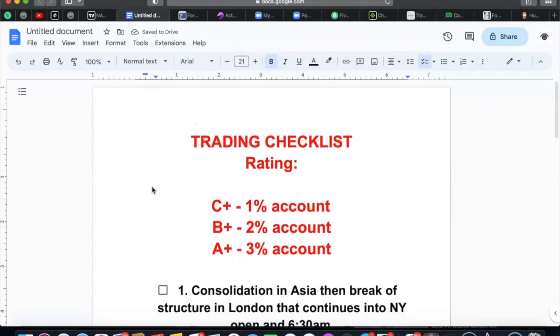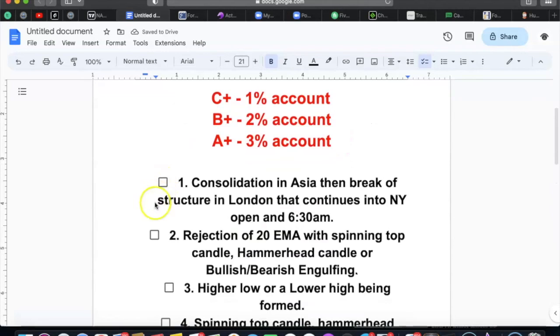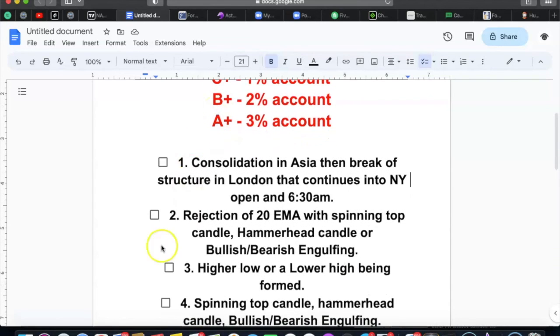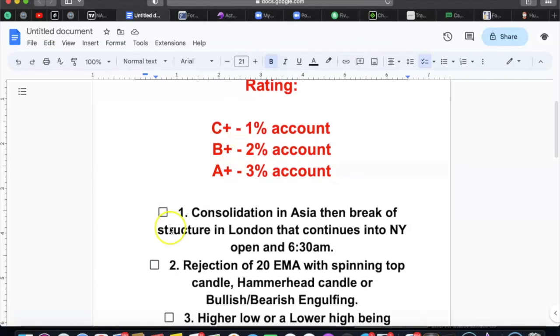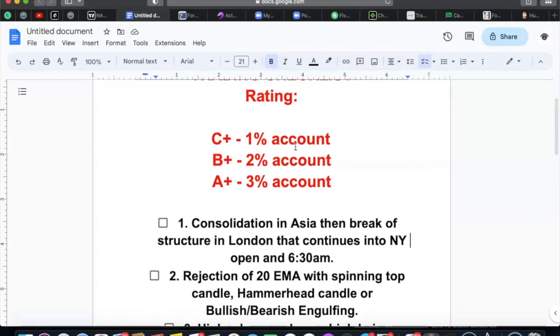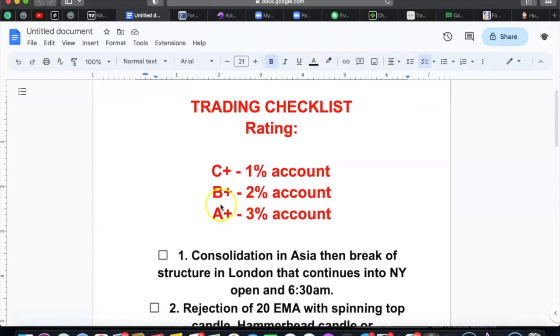Okay, now let me explain this. If I have 2 of these boxes marked off, that's a C plus trade. I'm going to risk 1%. If I have 3 of these boxes marked off, still a C plus trade. If I have 4 or 5 of these boxes marked off, B plus trade. If I have all 6, that is an A plus trade. I'll risk 3% of my account. You need to understand, you're not going to risk 3% every single trade. You're not going to risk 2% every single trade. You need to see if it fits the qualifications to allow you to risk 3% or 2% or whatever it may be.